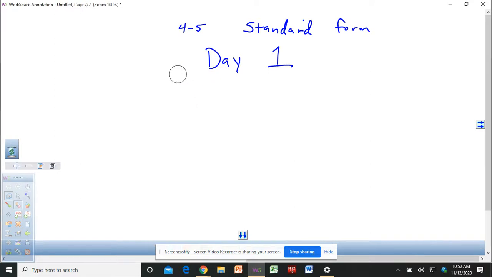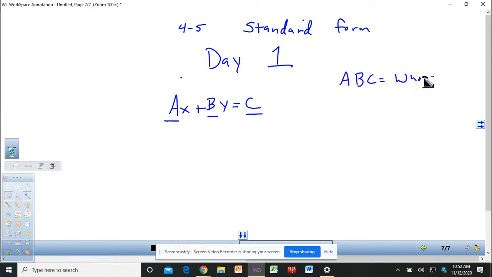So standard form is kind of a formula, and it looks similar to this: Ax plus By equals C. A, B, and C are all whole numbers. Okay, so they have to be whole numbers. Now, A has to be positive, so we cannot have a negative number be A. And B and C can be negative numbers, but they have to be whole numbers.